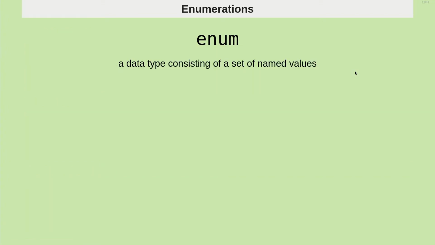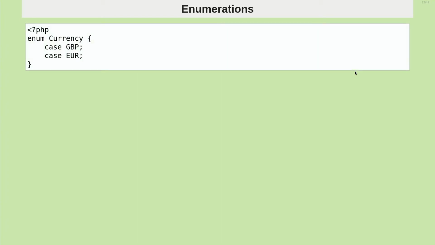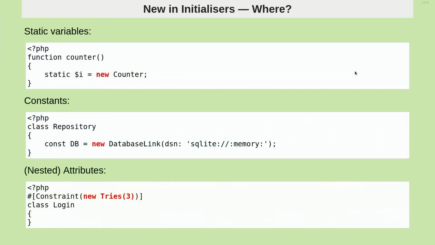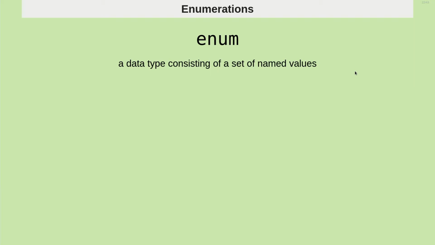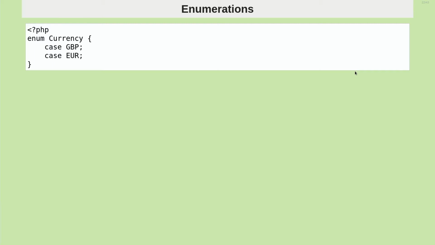New things, enumerations in PHP 8.1. So I should not have skipped the definition slide. An enumeration is a data type consisting of a set of named values. Definitions are boring, so let's just show that instead. Let's say you have a currency and you can only have in your application 2 possible values for currency. I've picked the Great British Pound and the Euro here. Other currencies are available too.